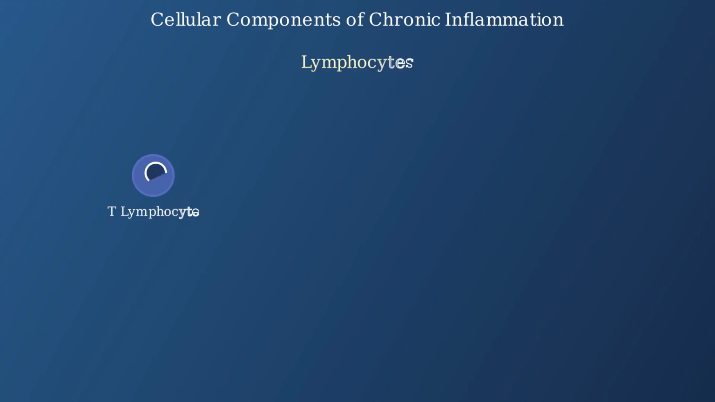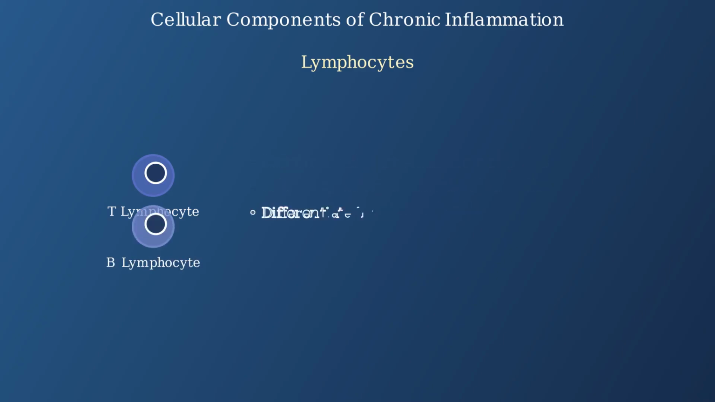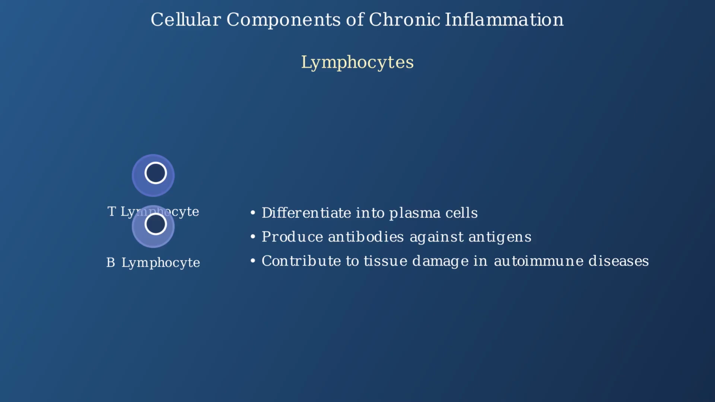T lymphocytes coordinate the adaptive immune response in chronic inflammation. B lymphocytes and their differentiated form, plasma cells, produce antibodies. While antibodies can help clear pathogens, they may also contribute to tissue damage in autoimmune conditions.